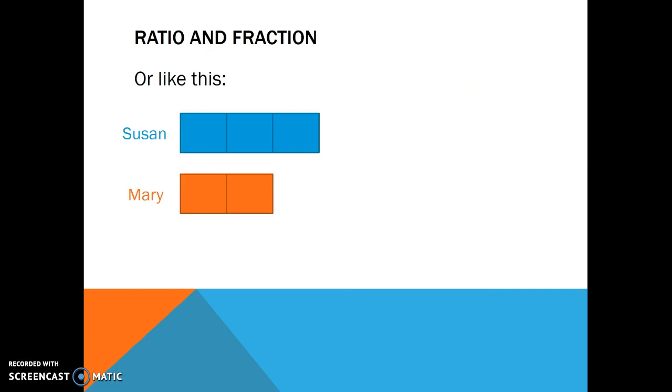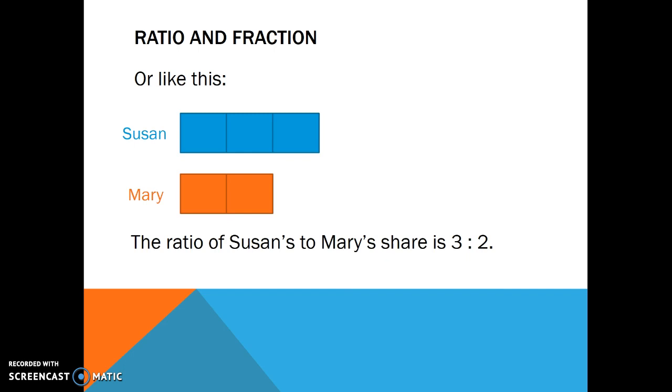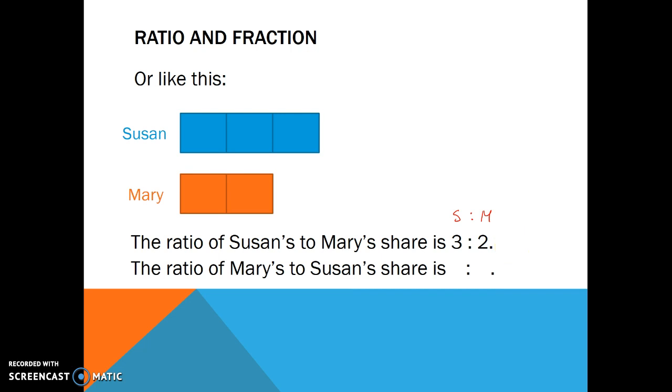Here's another way that we could represent this. We could show Susan's 3 units like you see on top, and then show Mary's 2 units on the bottom. And now we just drew a ratio. And if we were to write that as a sentence, we would say the ratio of Susan's to Mary's share is 3 to 2. I like to write Susan to Mary and abbreviate that next to my ratios to help me out. So now if we write the ratio of Mary's to Susan's share, you have that on your notes underneath where it says Susan's to Mary's share.